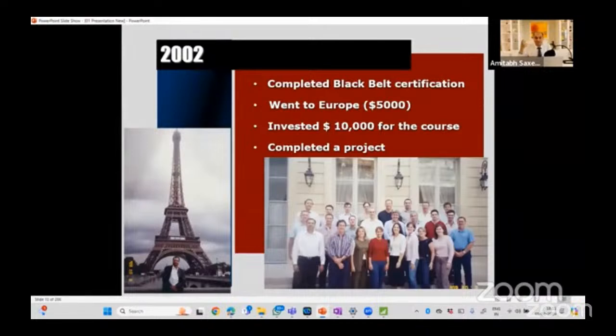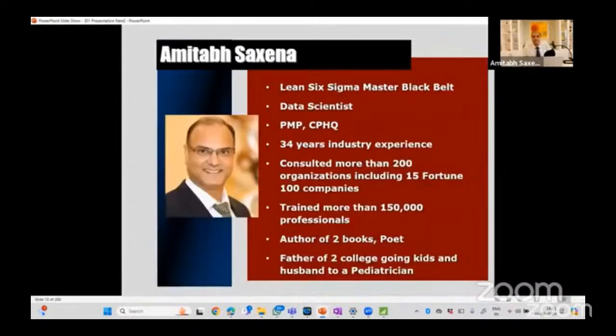I completed my black belt certification, went to Europe to complete that. After completing that, I became a Lean and Six Sigma green belt first, then black belt, and then master black belt. At one go, you can do that today because the online sessions are available. You don't have to travel so much. Within a 1 to 2 month period, you can become a green belt, black belt, and master black belt.